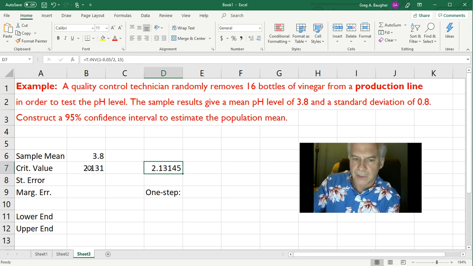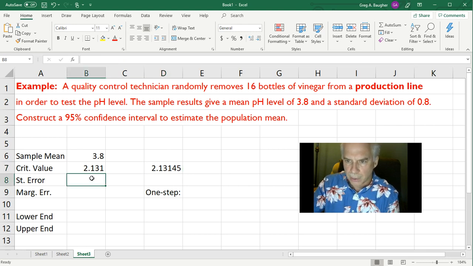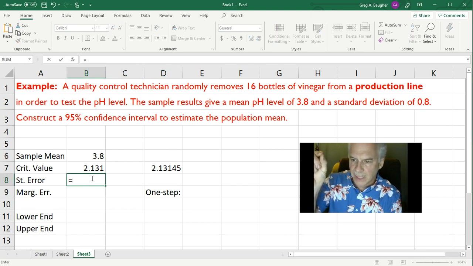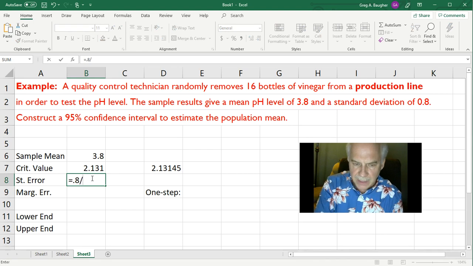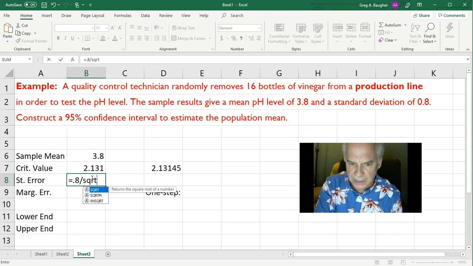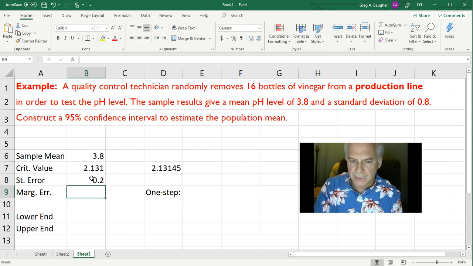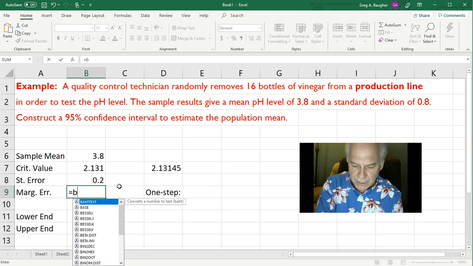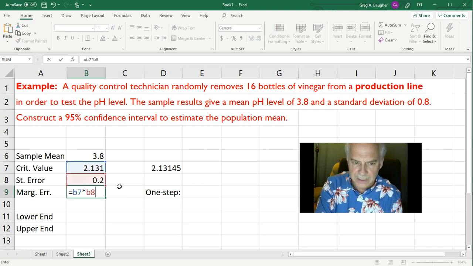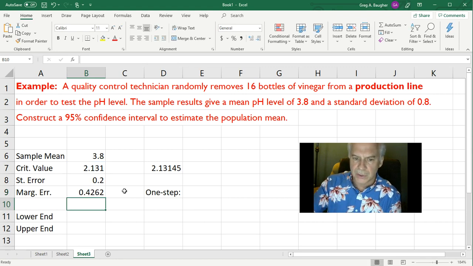All right, so then that's the critical value. And then the standard error, we have to do the standard deviation of the sample, because that's all we know, the sample standard deviation, which is 0.8, divided by the SQRT, square root, of the sample size, which is 16, and that comes out to 0.2. And then the margin of error, we just multiply B7 times B8, and that gives you the margin of error.